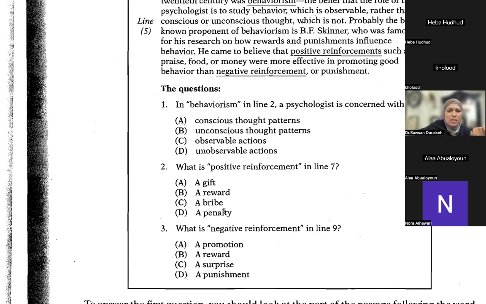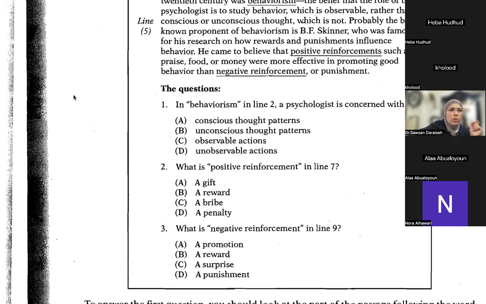All right, a penalty means what? It's another word for punishment or negative reinforcement. Punishment, yeah, the kind of punishment. Thank you so much. Another word for that. So of course it's not a reward, it's the total opposite.